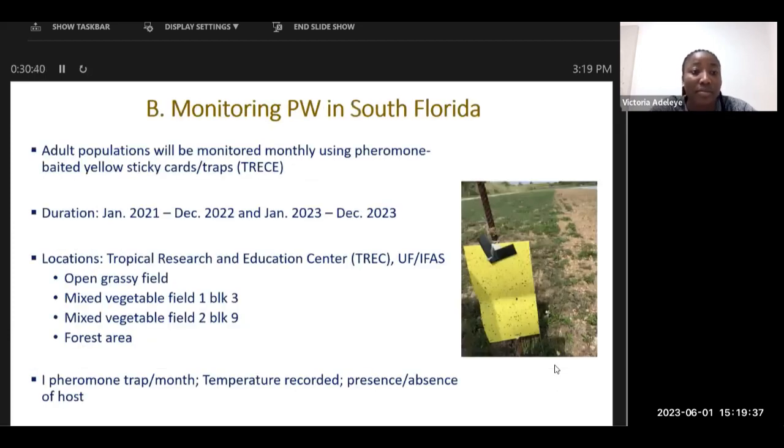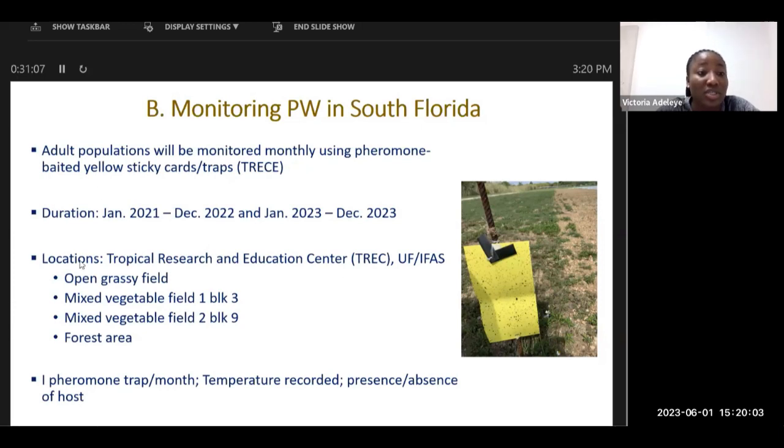So the next sub-objective under objective 2 was to monitor pepper weevil abundance, still using the pheromone-baited sticky trap. This information will also help us to be informed about pepper weevil behavior and abundance across the seasons. It also helps to understand the importance of host plants and alternate hosts when the hosts are not present.